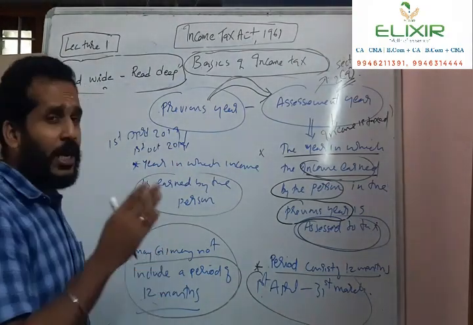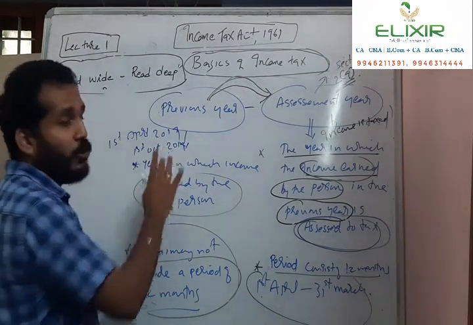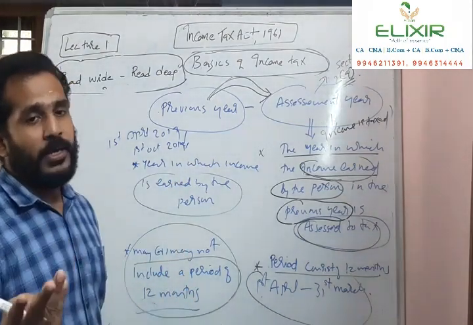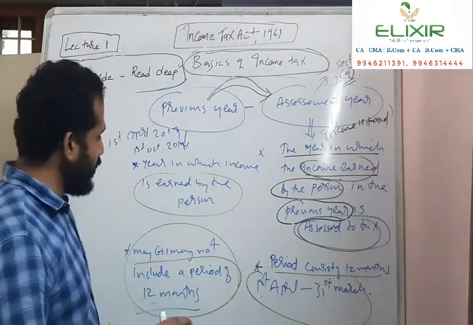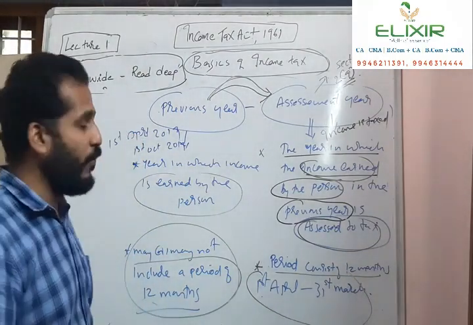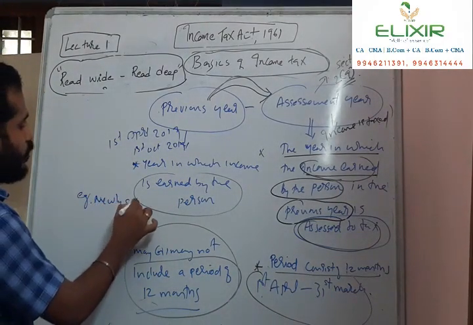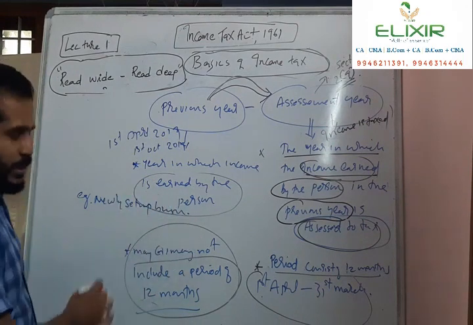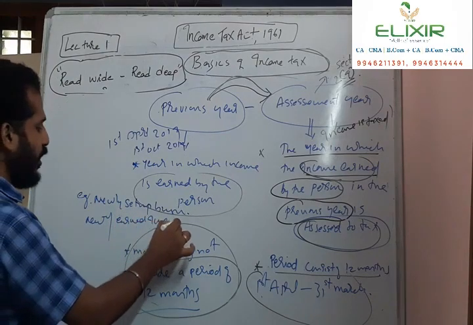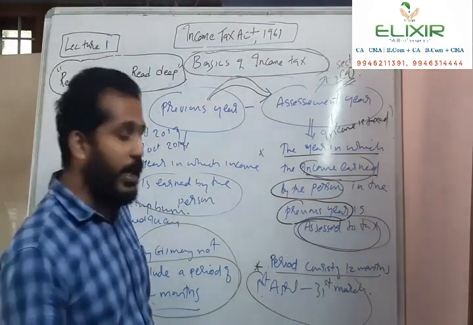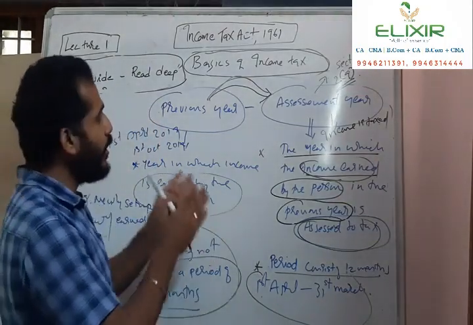So the earning of income starts from 1st October. So the previous year commences from 1st October in that case, October to March. There will not be a period of 12 months. So there are certain situations where the previous year may not include a period of 12 months. Two examples are a newly set up business and newly earned income. In these cases, there may not be a period of 12 months. So this is what is called assessment year and previous year.